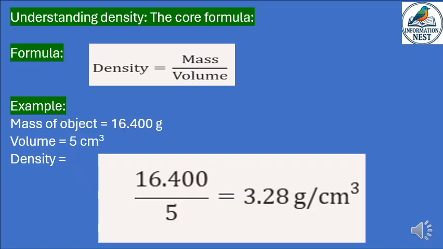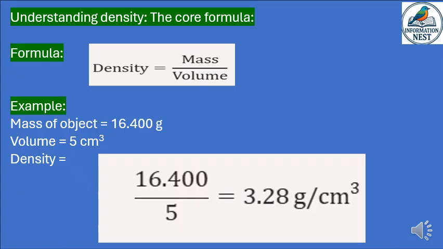The formula is super simple. Density is equal to mass divided by volume. Let's try an example together. Say the mass of an object is equal to 16.400 grams, and the volume is equal to 5 cm³. Then plug it in. Density is equal to 16.400 divided by 5, which will give you 3.28 g/cm³.